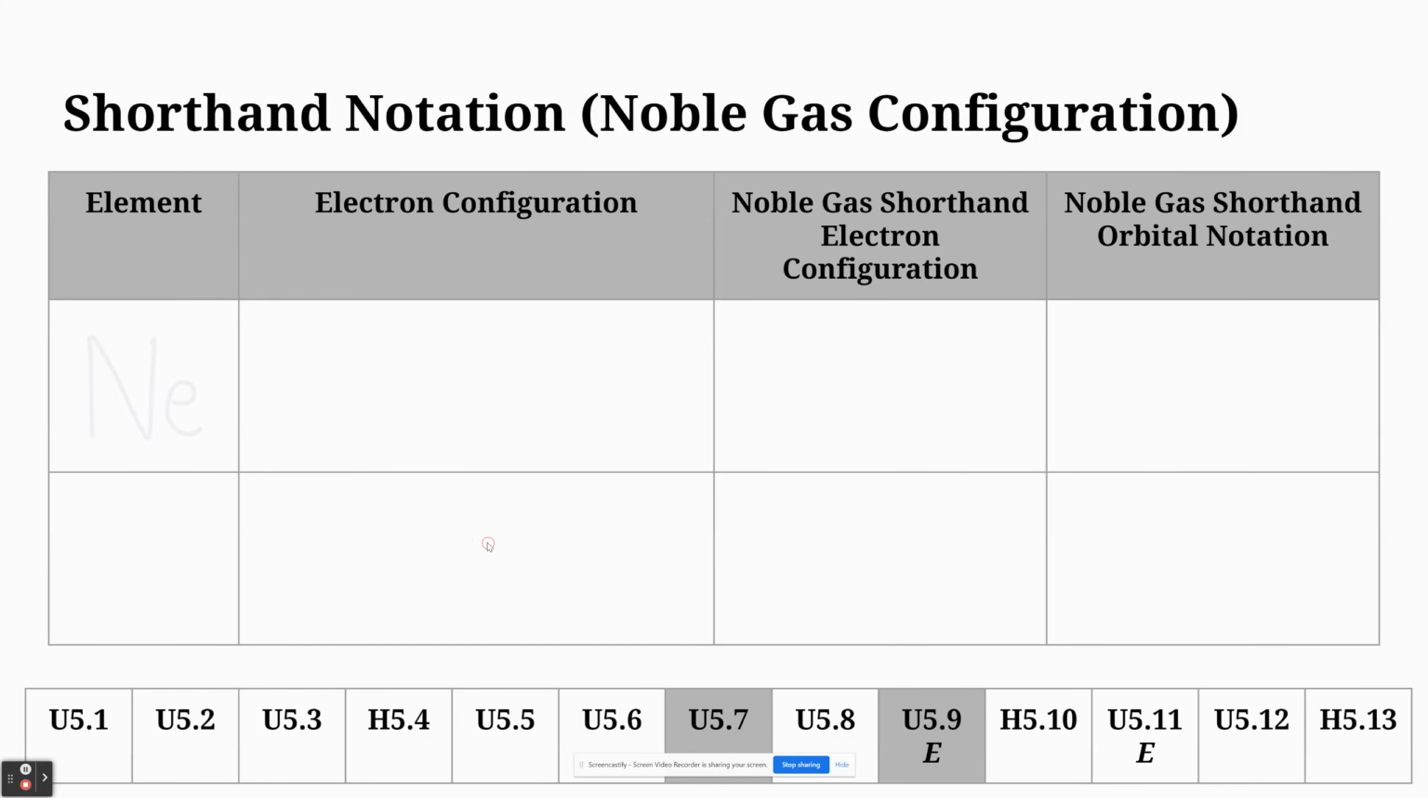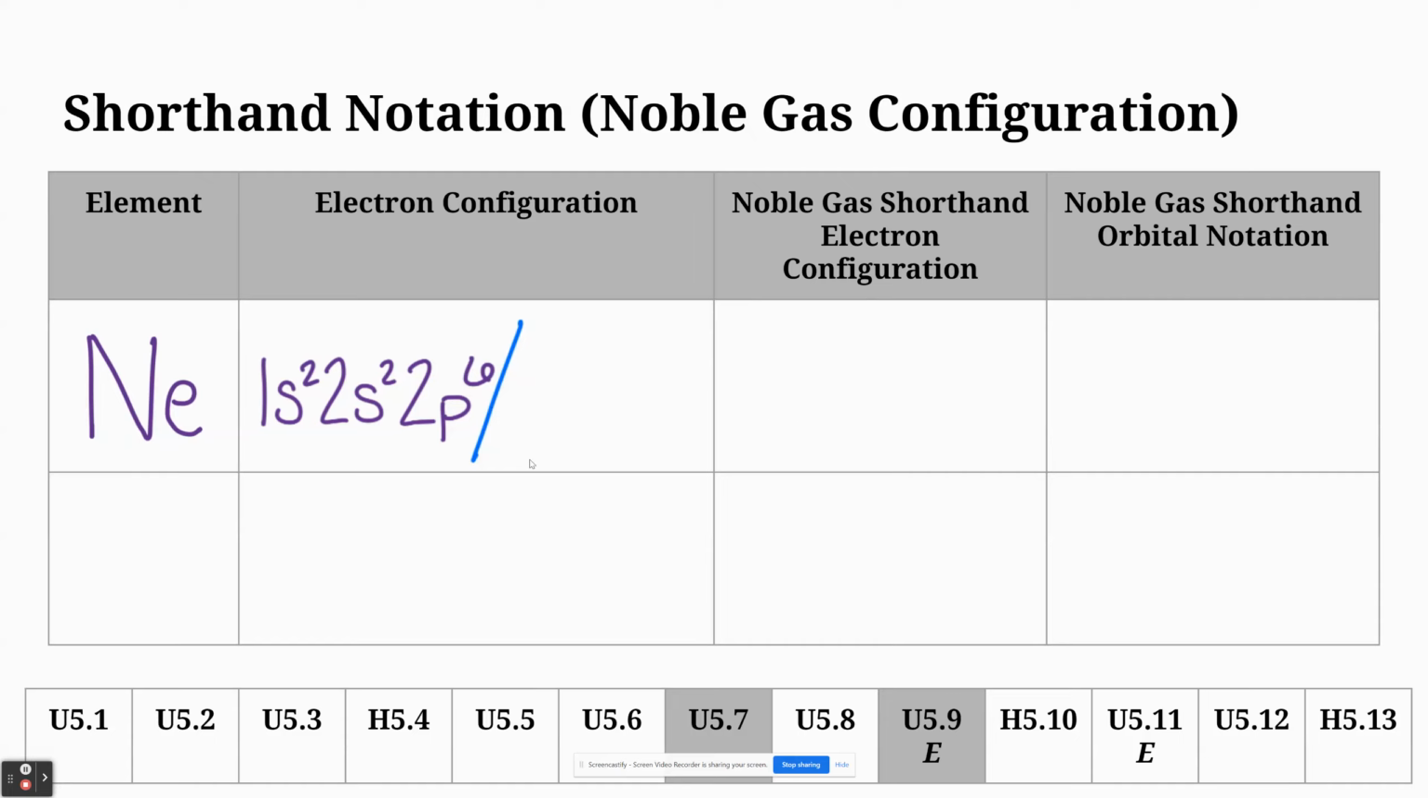So let's say we have an element like neon. If we want to do the electron configuration for that, we've done this before. We can use our blue chart. We can use the periodic table, however we want to do it. But we find out neon would be 1s2, 2s2, 2p6. Now, what we can do is called the noble gas shorthand notation.